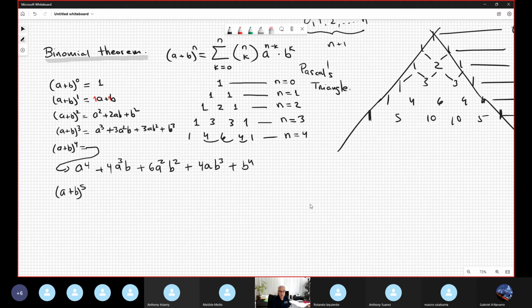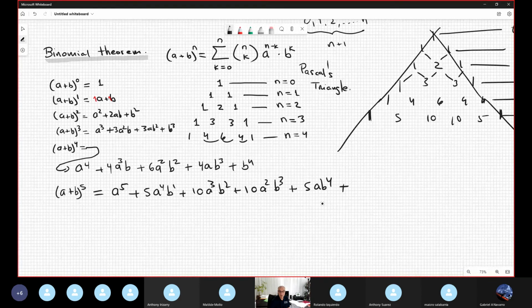But for sure, we have 6 terms: A to the 5th power, and the last one is B to the 5th. And the coefficients are plus 5, A to the 4, decreasing, B to the 1, plus 10, A to the 3rd, B to the 2nd, plus 10 again, A to the 2nd, B to the 3rd, plus 5, A to the 1, B to the 4, plus B to the 5th power. Do you understand the idea?